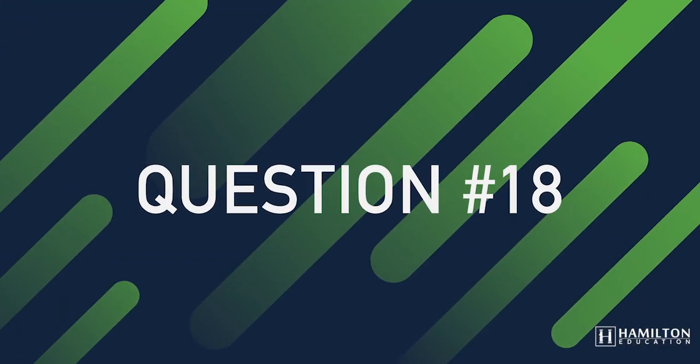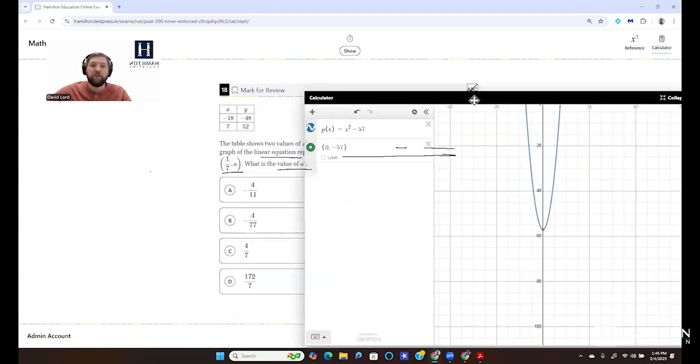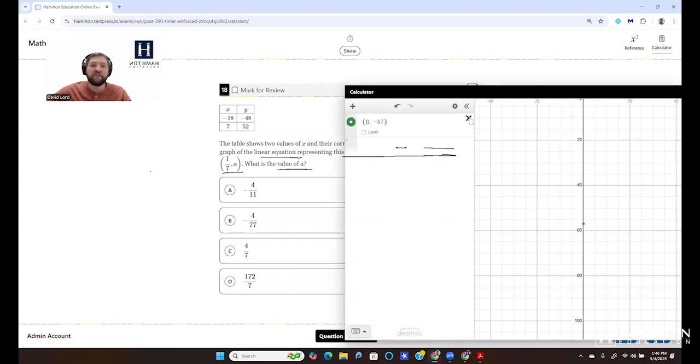Question 18. The table shows 2 values of x and the corresponding y values. In the xy plane, the graph of the linear equation representing this relationship passes through the point 1/7 comma a. What is the value of a? Now, we can find the slope the long way, but I want to show you how to do the slope using the table method on Desmos. So it's pretty convenient, especially when the numbers are bigger and harder to work with.